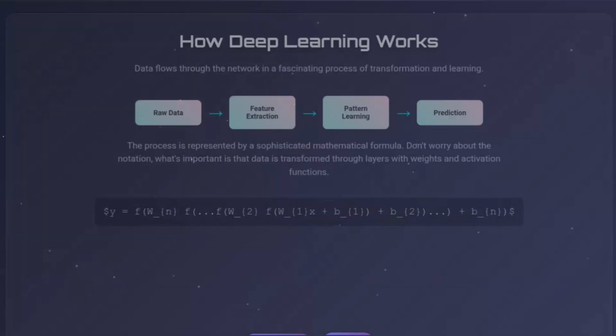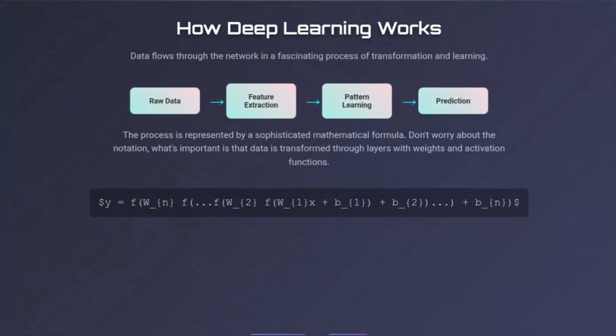Let's follow the journey of data through a deep learning system. This process happens millions of times during training, and it's absolutely fascinating. It starts with raw data. This could be images, text, audio, or any type of information. The data flows into the network like water flowing through a series of filters. Next comes feature extraction. Each layer of the network automatically learns to extract meaningful features from the data. This is revolutionary because traditionally engineers had to manually program what features to look for. Now, the network figures this out by itself.